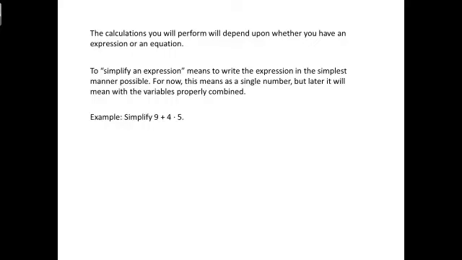Example, simplify 9 plus 4 times 5. According to the order of operations, we do the multiplication before the addition. So this is 9 plus 20, which is the same thing as 29. Notice that all of these expressions have the same value. 9 plus 4 times 5 has the same value as 9 plus 20, and 9 plus 20 has the same value as 29. 29 is the simplest of all these expressions because there's nothing left to compute.